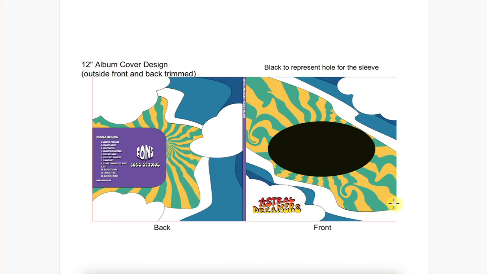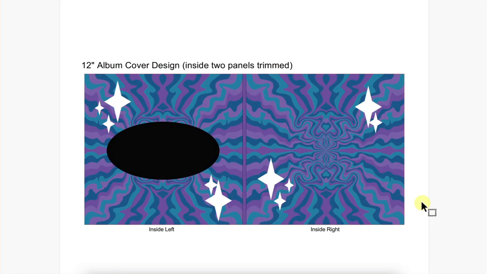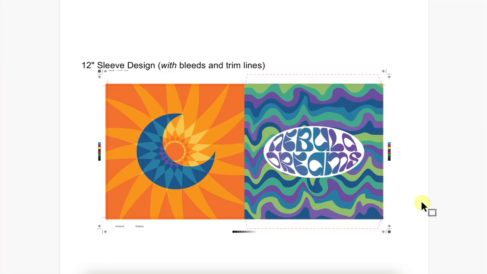The spine looks good. I don't see Eons Studios. You could just put this Eons logo super tiny down here. Or if you'd like to just put the Eon Studios, you could put that there as well. Okay, great. And we have our track list, all good. Okay. And then this is the inside 2 panels, more fun psychedelic designs there. Great. Now here's our sleeve.